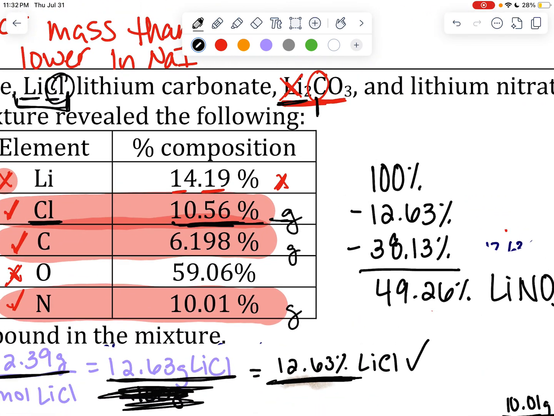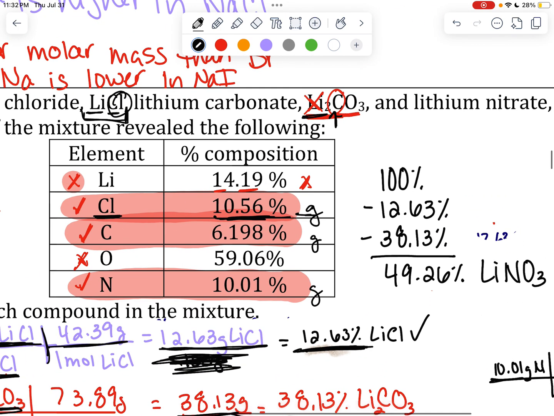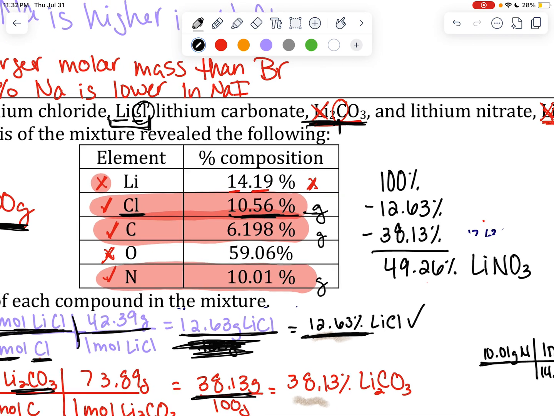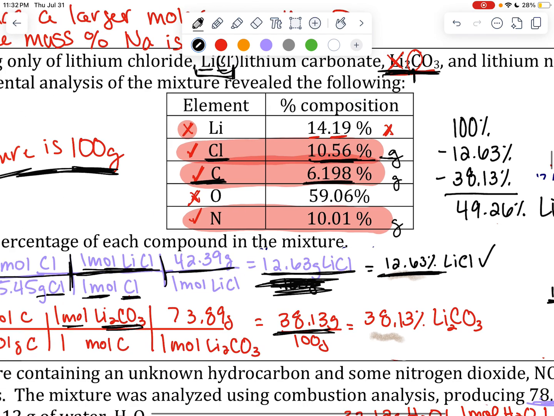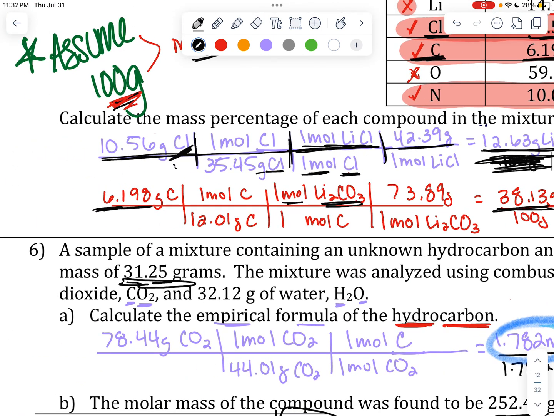Second thing is now we have lithium carbonate. So again, we're starting with the carbon because it's specific to this compound, and we don't have to figure out what kind of percent we have in each of the compounds. So I have carbon, I have 6.198%. Again, I'm going to do the same thing. 6.198 grams of carbon. T-chart, unit goes diagonal, per 1 mole.